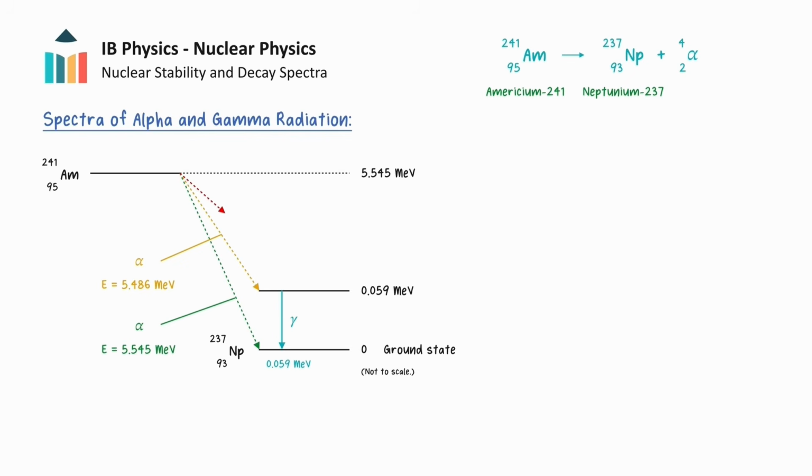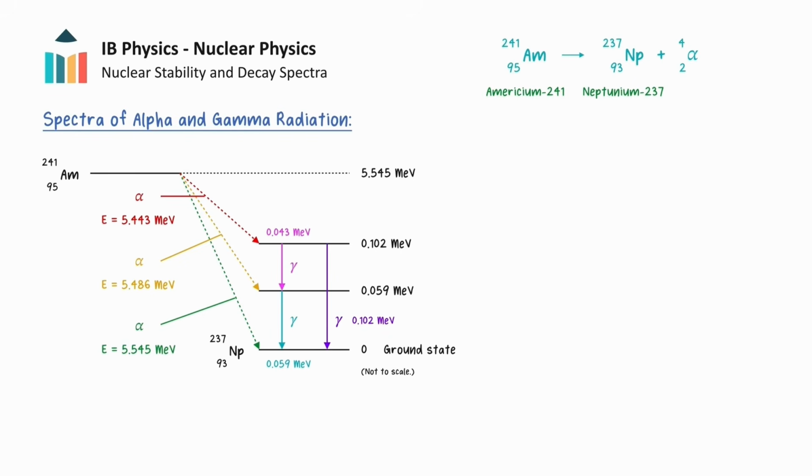In the third decay route, the alpha particle is ejected with 5.443 MeV of energy, and this again leaves the nucleus of neptunium-237 in an excited state. From this, the daughter nucleus can decay to the ground state directly by emitting a single gamma ray photon of 0.102 MeV, or by emitting two separate gamma ray photons of energy 0.043 MeV and 0.059 MeV when transitioning to lower energy levels.